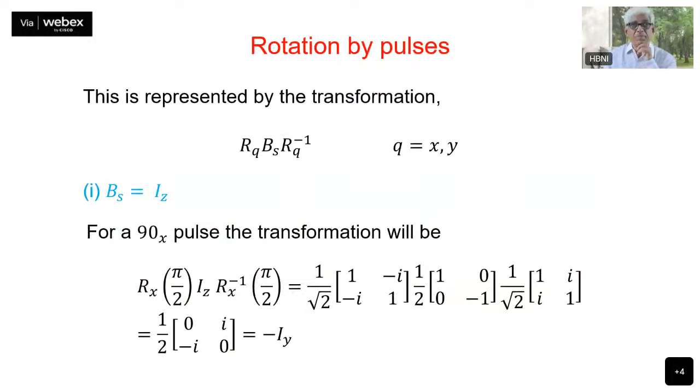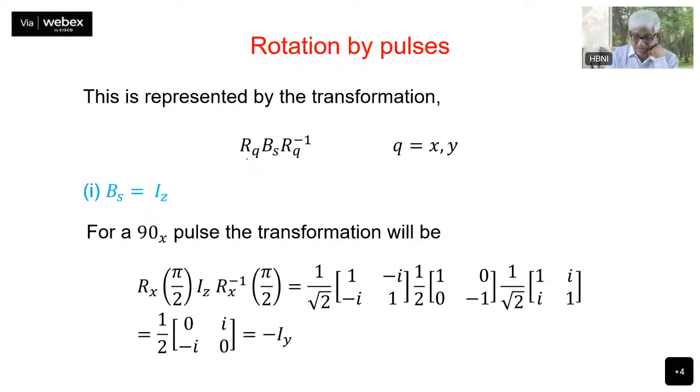Now rotation by pulses. Now we have to consider rotation by the pulses. So far it was the Hamiltonian. The pulses are the ones which actually cause rotations. They are simply rotations only. And this is represented in this manner: RQ, BS, RQ minus 1. R is the rotation, BS is the basis operator, and Q can be X or Y. So I apply the pulse along the X axis or the Y axis. So the same formula applies.